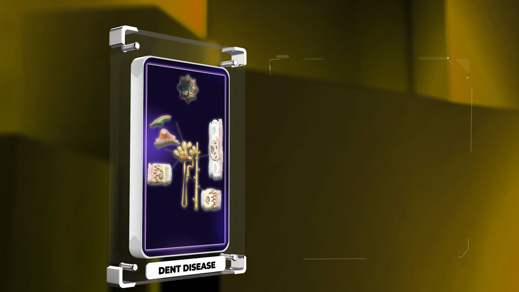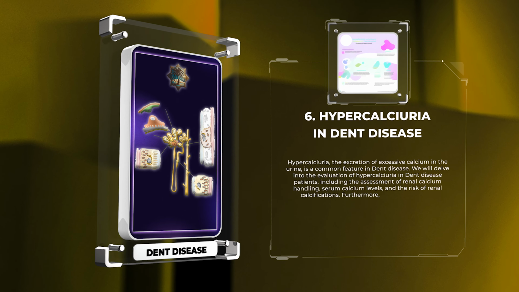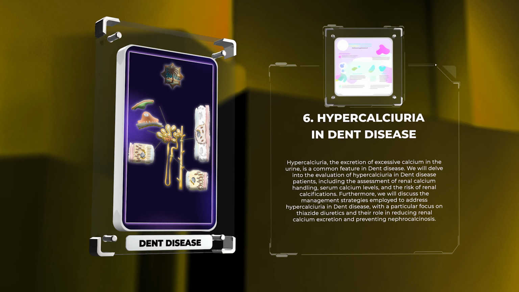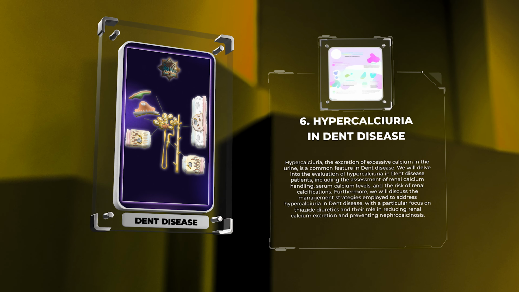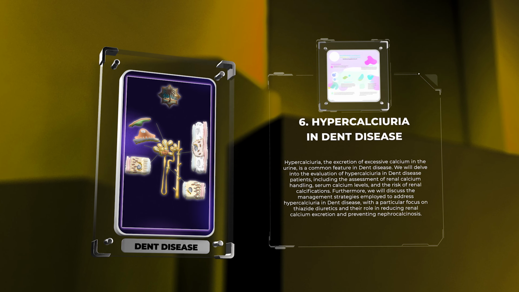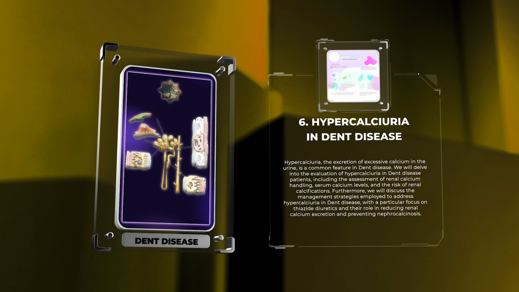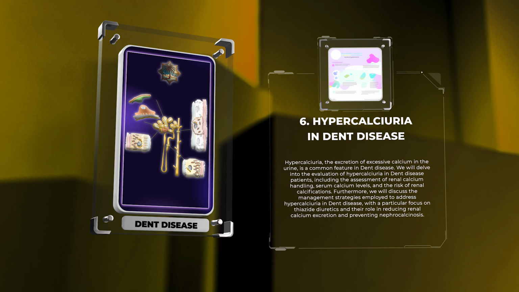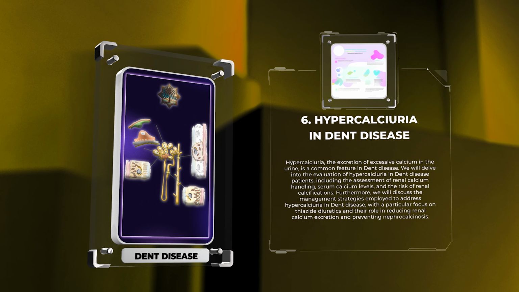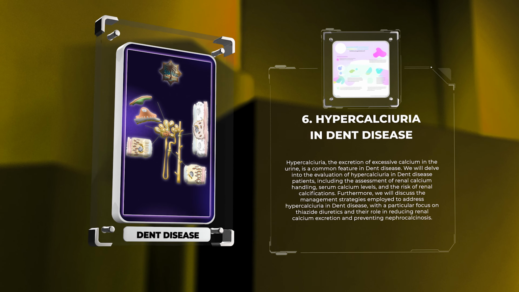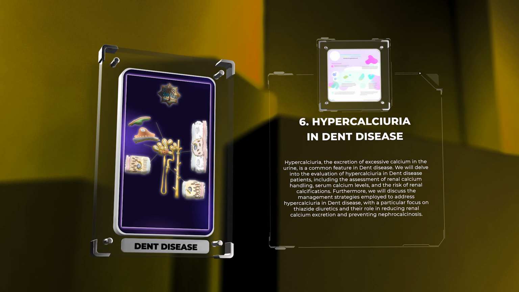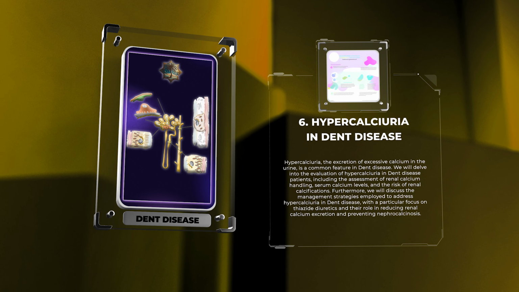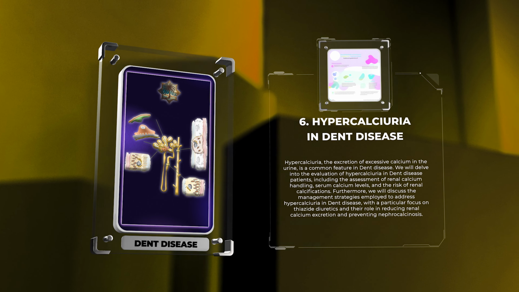Hypercalciuria, the excretion of excessive calcium in the urine, is a common feature in Dent disease. We will delve into the evaluation of hypercalciuria in Dent disease patients, including the assessment of renal calcium handling, serum calcium levels, and the risk of renal calcifications. Furthermore, we will discuss the management strategies employed to address hypercalciuria in Dent disease, with a particular focus on thiazide diuretics and their role in reducing renal calcium excretion and preventing nephrocalcinosis.